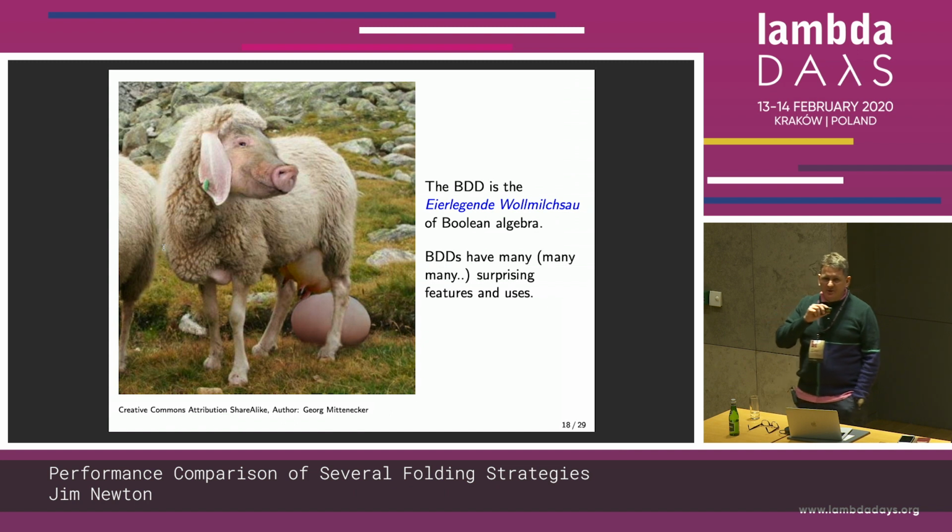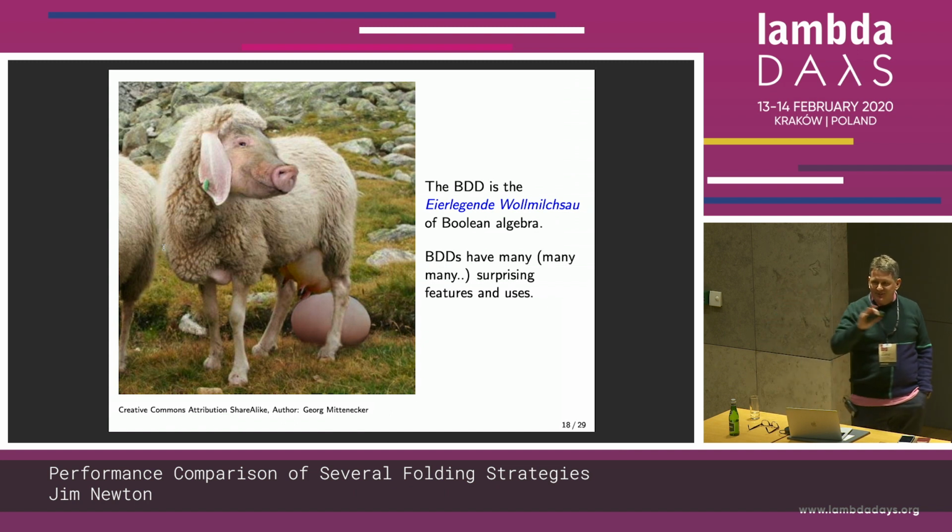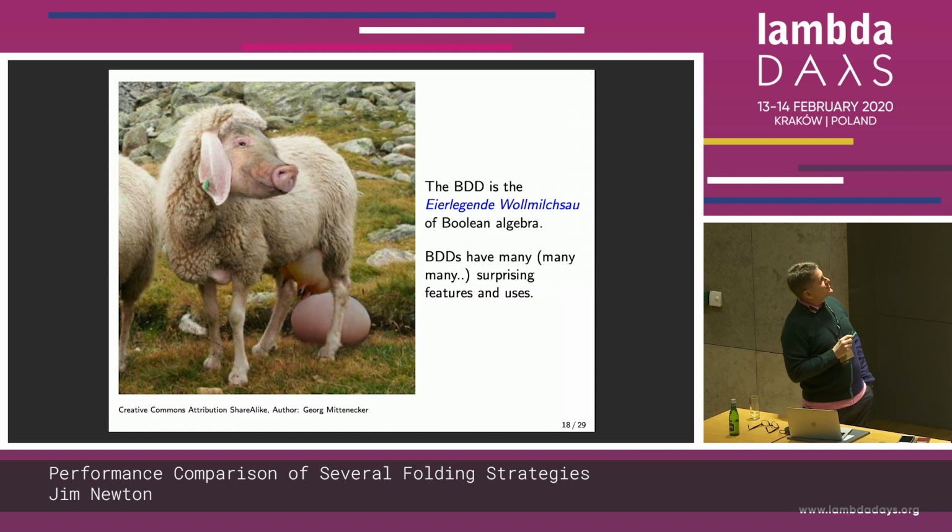Do we have any German speakers here? Okay, so somebody might, oh good. So you might challenge my interpretation of this. But in Germany, there's a mythical animal called the eierlegende Wollmilchsau. And this is an animal that lays eggs like a hen, gives milk like a cow, gives bacon like a pig, and gives wool like a sheep. So it does everything. And so I consider the BDD the eierlegende Wollmilchsau of Boolean algebra.